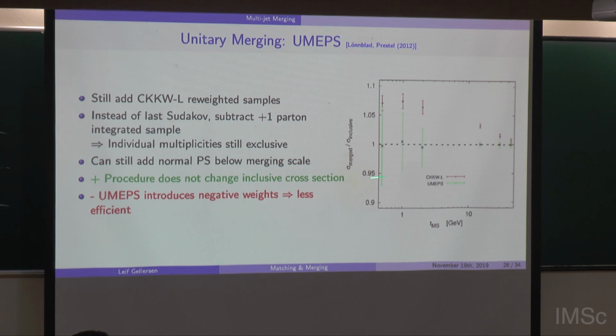But now what we observe is the cross-section of the merged sample divided by the cross-section of the inclusive sample changes in CKKWL depending on the merging scale that we use. But in unitary merging here, we will be on this line. But you also see that the statistical error of the samples here is different.